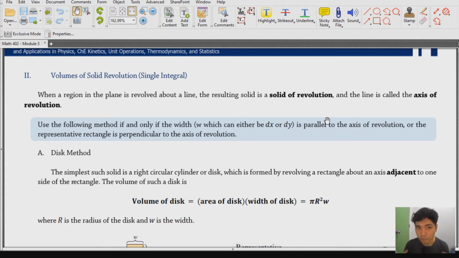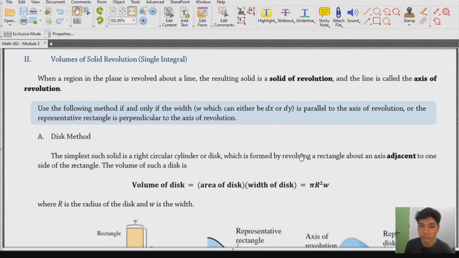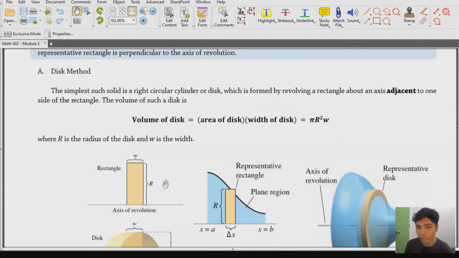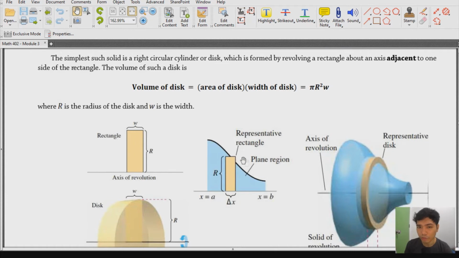So again, this volume of solid revolution, this is just the area, or it could be a simple line lang, basta within those limits of integration, and then we're trying to rotate that certain area on that axis of revolution. So basically, this is what happens, no? You have a graph, let's say ito yung graph mo, initially this line, diba? And then you will draw a representative rectangle which is actually coming from that certain area na kinakopy natin before.